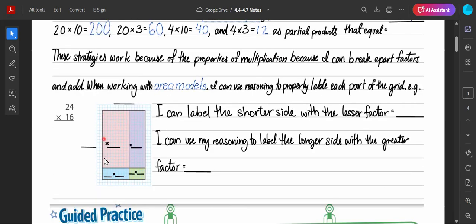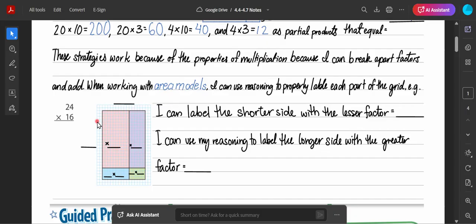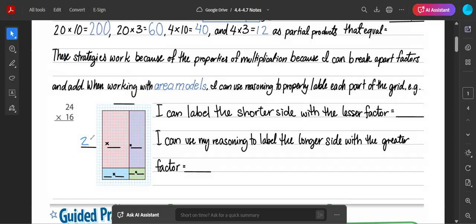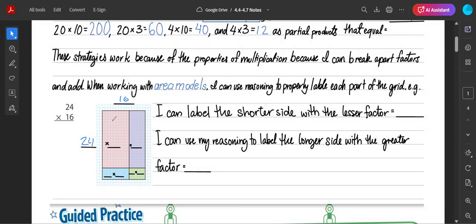Since we know that this is the longer part, I can go ahead and make a prediction that the longer part is going to be my 24. And so the shorter part will probably be my 16. So here I would have 24, here I would have 16. Let me see if I can draw that out. So 24 over here, 16 on top. And that means that now I'm going to break this into my 20 and 4, right? This part would be my 10 and 6. So 10 goes right here, 6 goes right there.